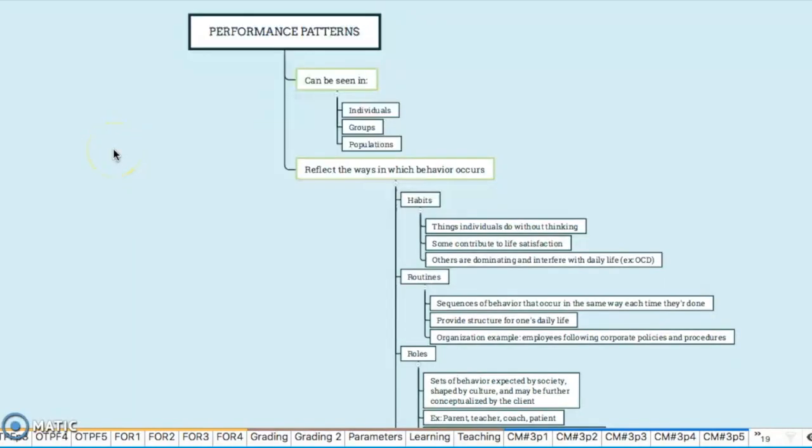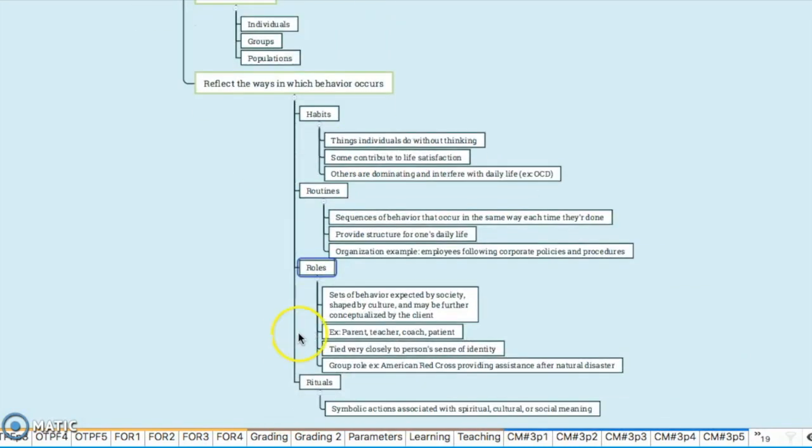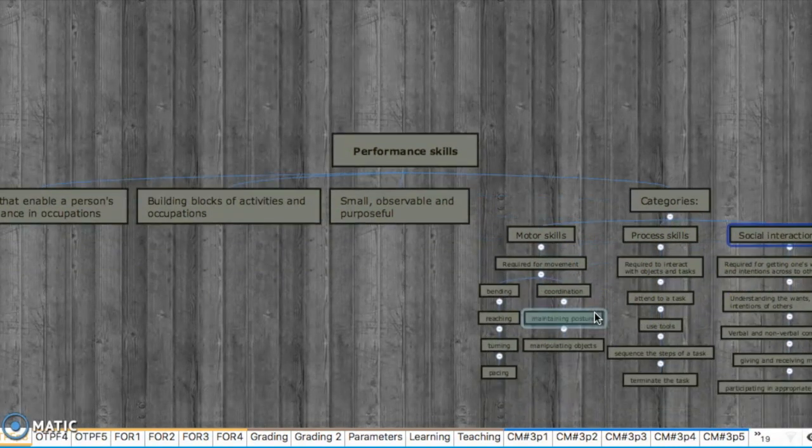And then on the OTPF is performance patterns, which are habits, routines, and roles. There's also a brief explanation of what each component does. Oh, and I missed rituals. Next, we have performance skills, and the categories underneath performance skills, which are motor skills, process skills, social interaction skills, as well as a brief summary of what they mean and what they require the person to do.